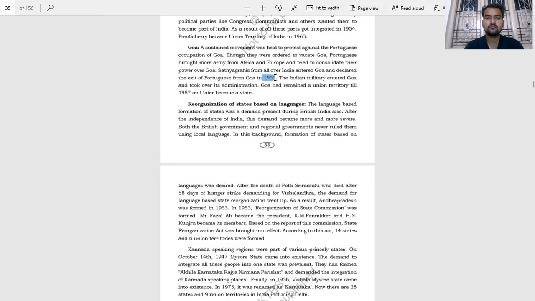In 1955, we were successful in kicking these Portuguese out of India. We used the Indian military here also. Since 1955, it was made a Union territory, and later in 1987 it became an independent state.